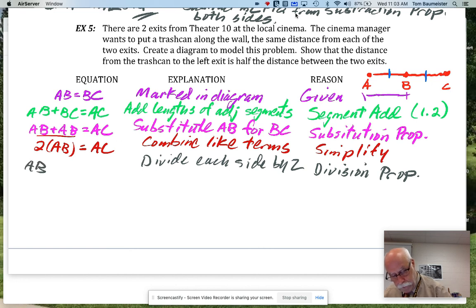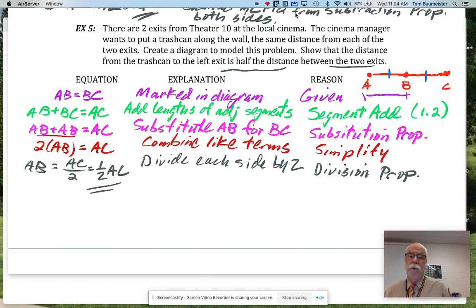AB is equal to AC. Remember, I wrote it like that, divided by 2. But again, I can pull out that 2 as 1/2 of AC, which does show that it is half the distance between the 2 exits. So I did exactly what they said, and I am all done here. And I'm all done with my notes. Thank you, people.